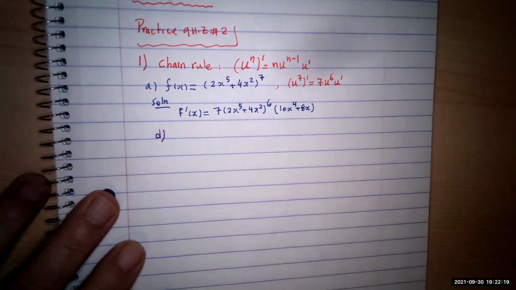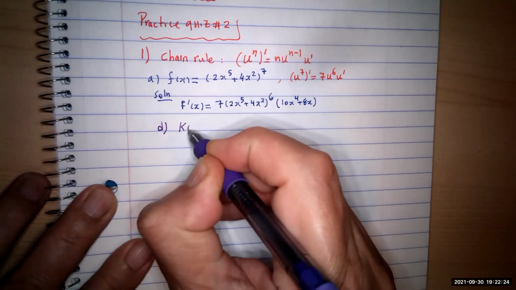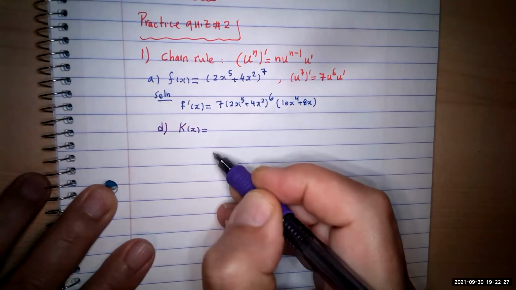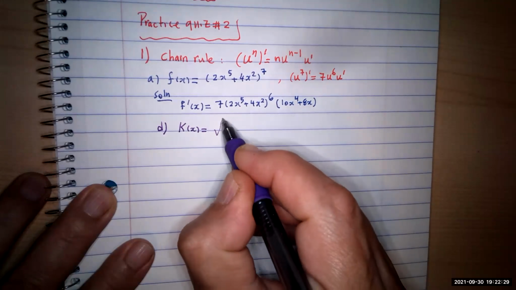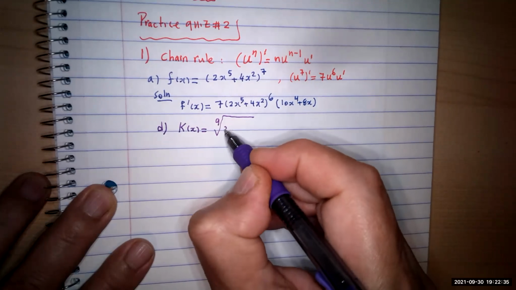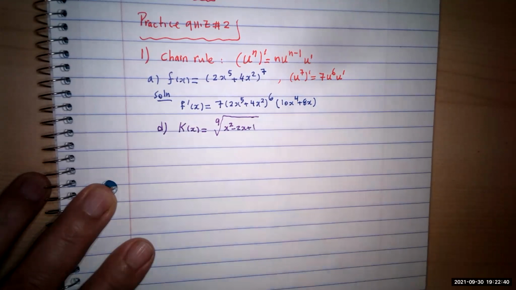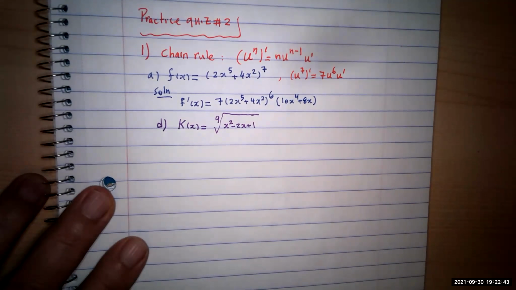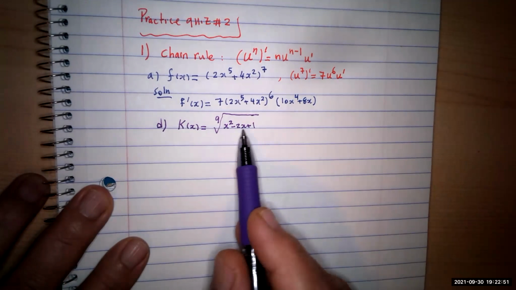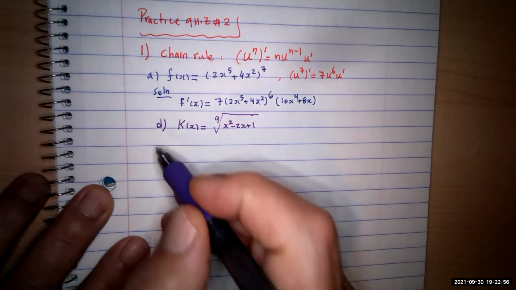Type 2 is this part D. It's a radical function. So it's going to be k of x, your function, and it's the 9th root of x squared minus 2x plus 1. Radical function. This is type 2. Now you know that in calculus, we don't like the radical function, so we're going to change it. The index is 9, so this is going to be u to the 1/9, or whatever is inside.